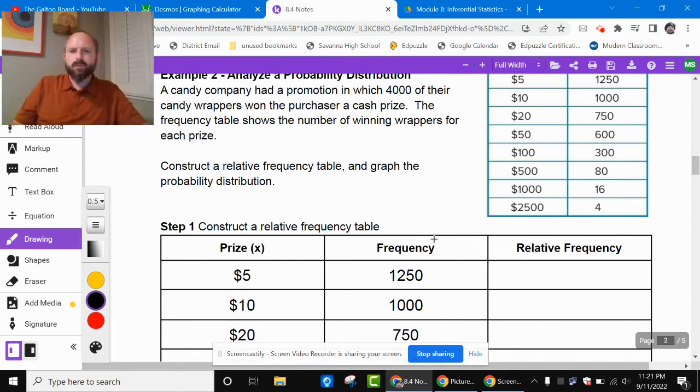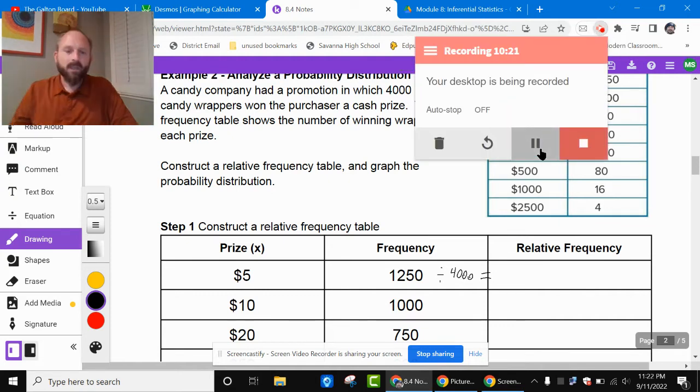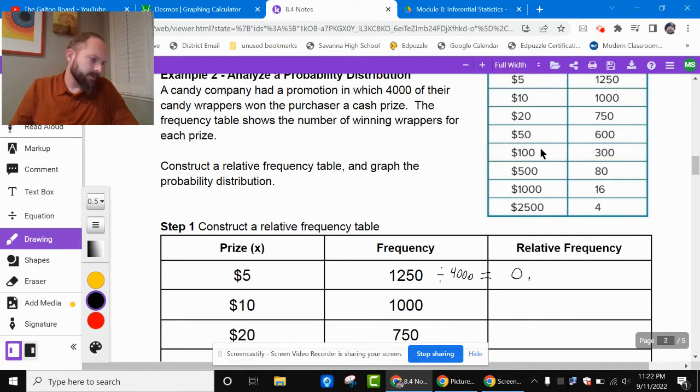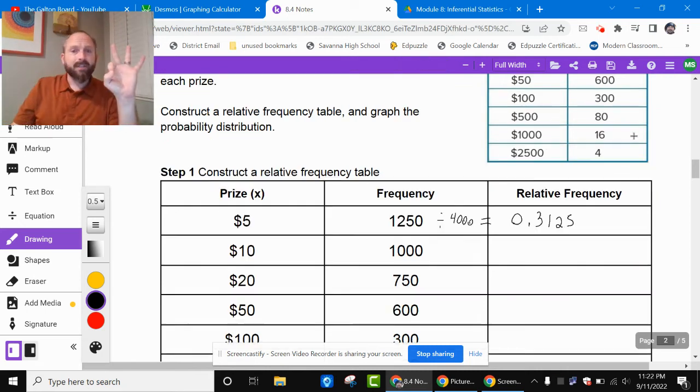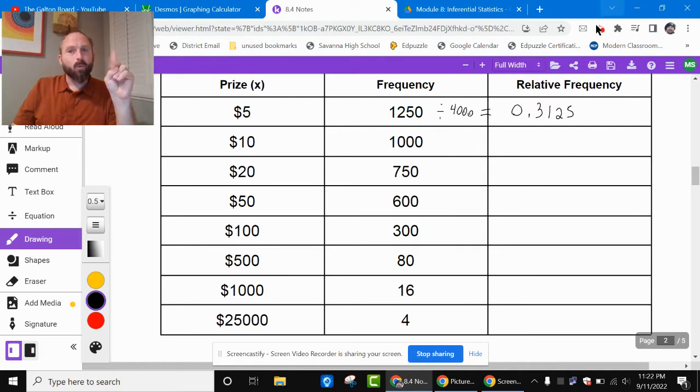Let's do the first one. If I have 1250, and I'm going to divide by 4,000, I'm going to pause it and fill it in. 3, 2, 1. On my calculator, I get 0.3125. Now go ahead and you do the same thing and keep going through this list. I'm going to pause it and write it myself. 3, 2, 1.